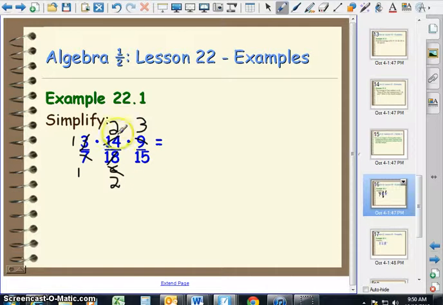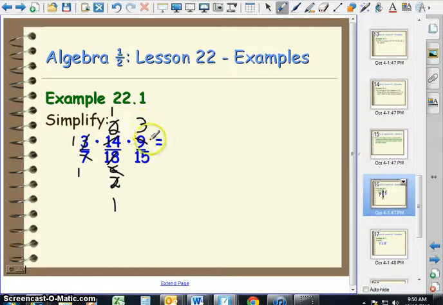Now, let's check our last one. 2 and 15 cannot cross reduce. So we've taken care of all of our cross reductions. Next, we need to look for our up and down reductions. 1 and 1, we don't have to worry about. 2 and 2, yes, those will reduce. 2 goes to 1. 2 goes to 1.